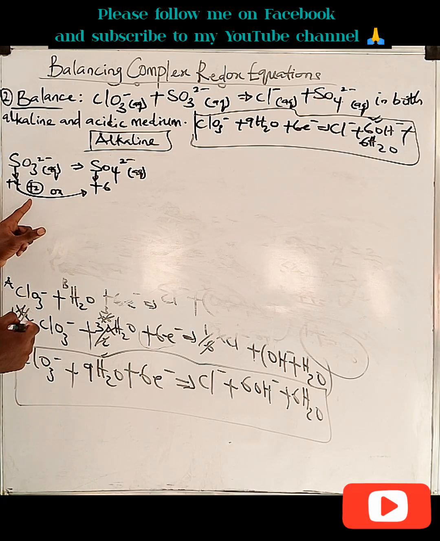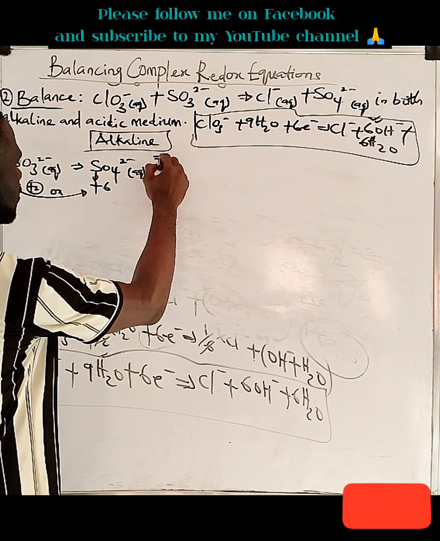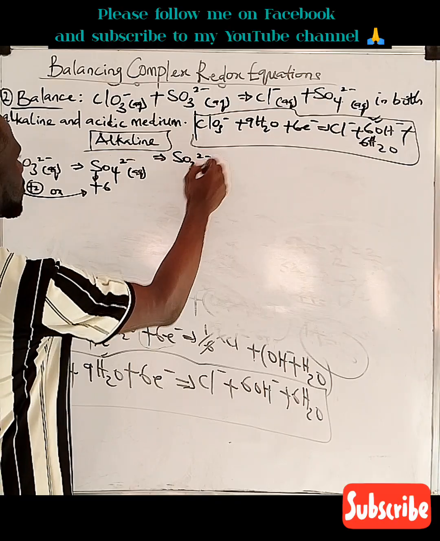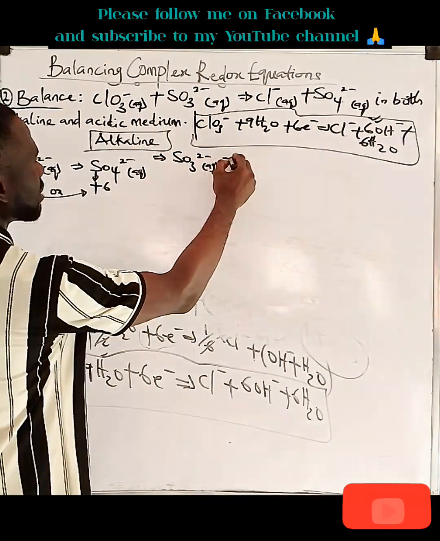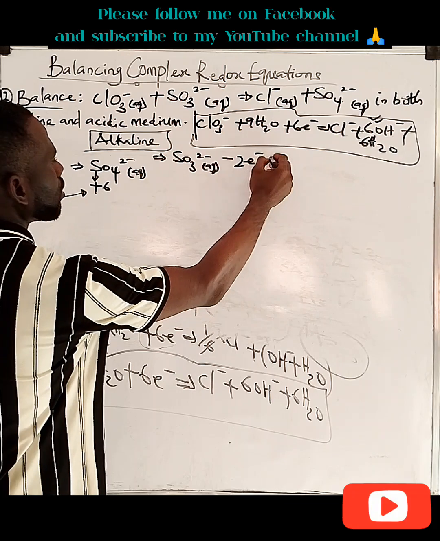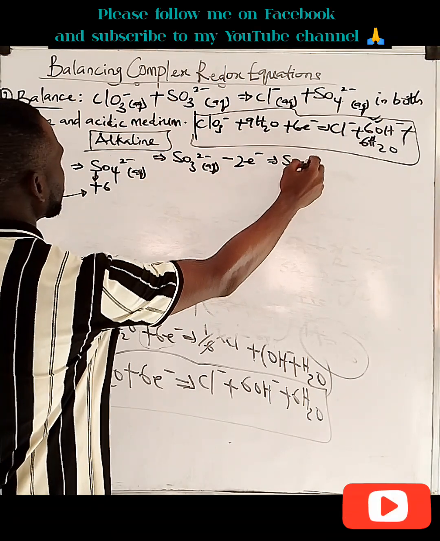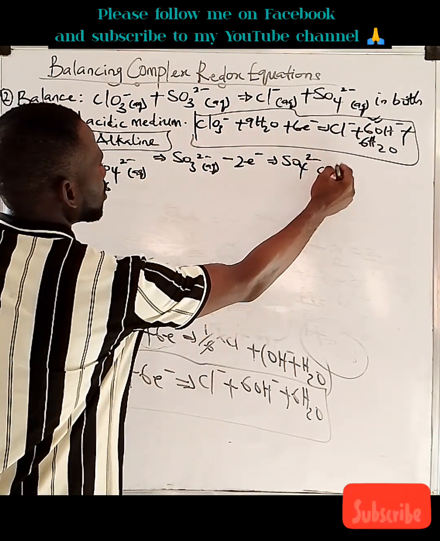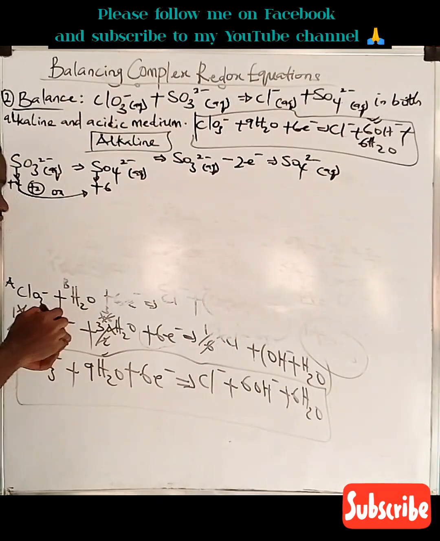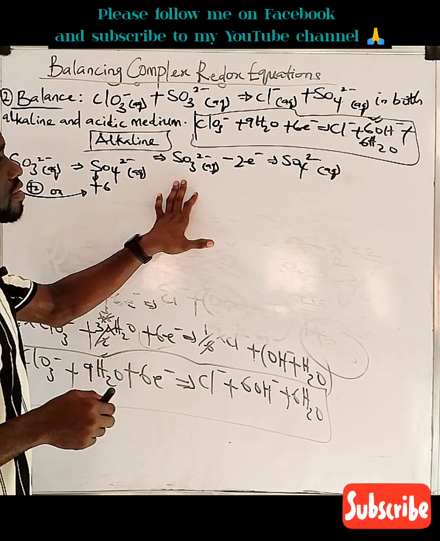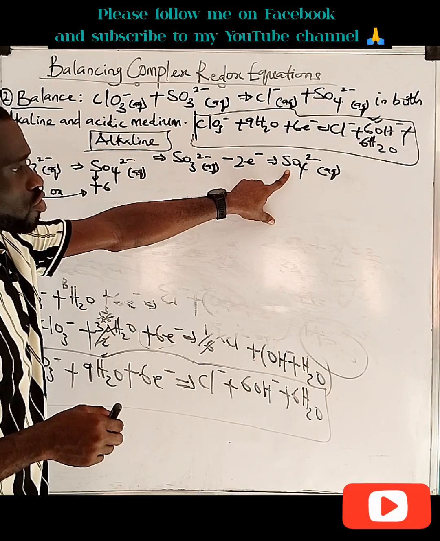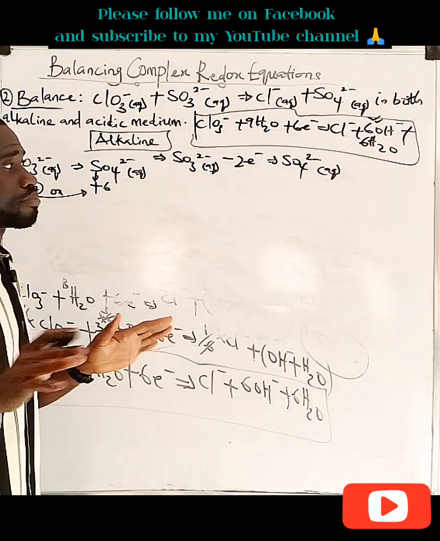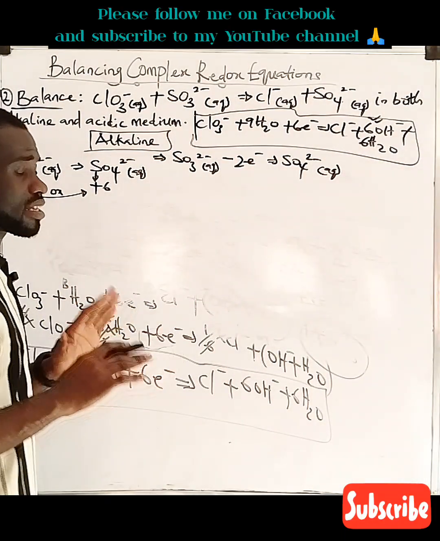So how do we explain the addition of 2 to this? This is how we're going to explain it. SO3 2- aqueous. How do we add this 2 to it? That will be minus 2 electrons, which will give us SO4 2- aqueous on the product end. Now don't forget, the sulfur here is one atom, and the sulfur here is also one atom. So this is very simple, it's balanced.